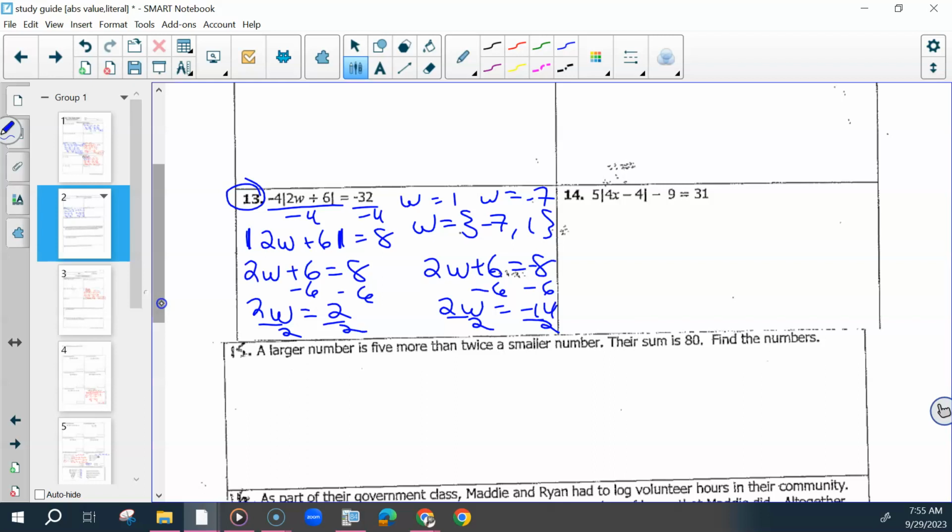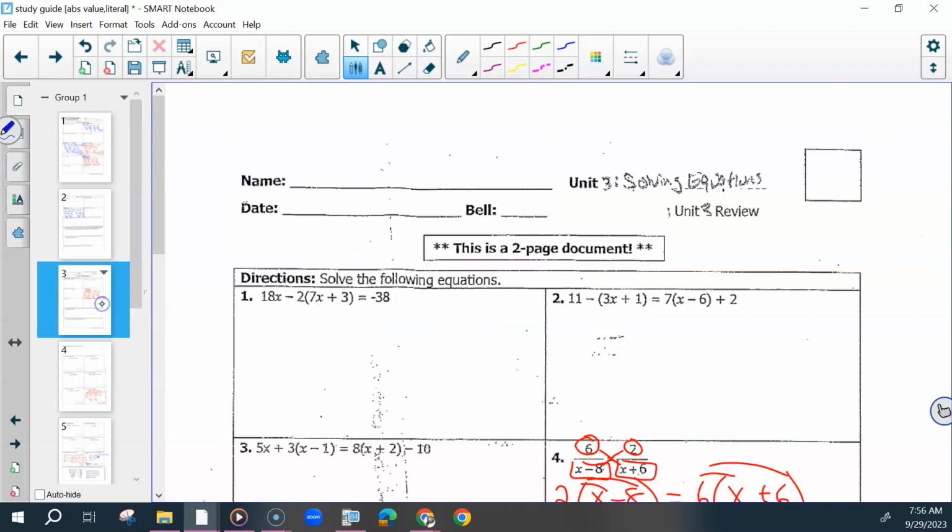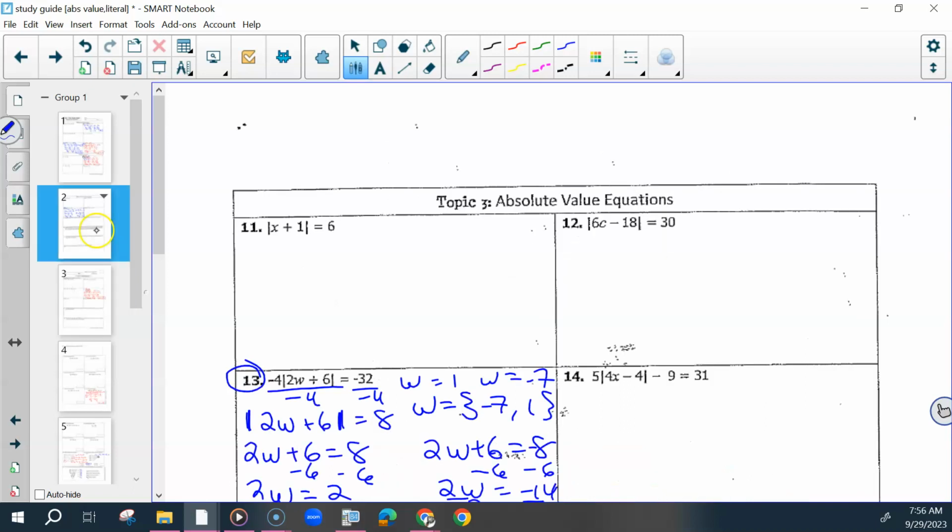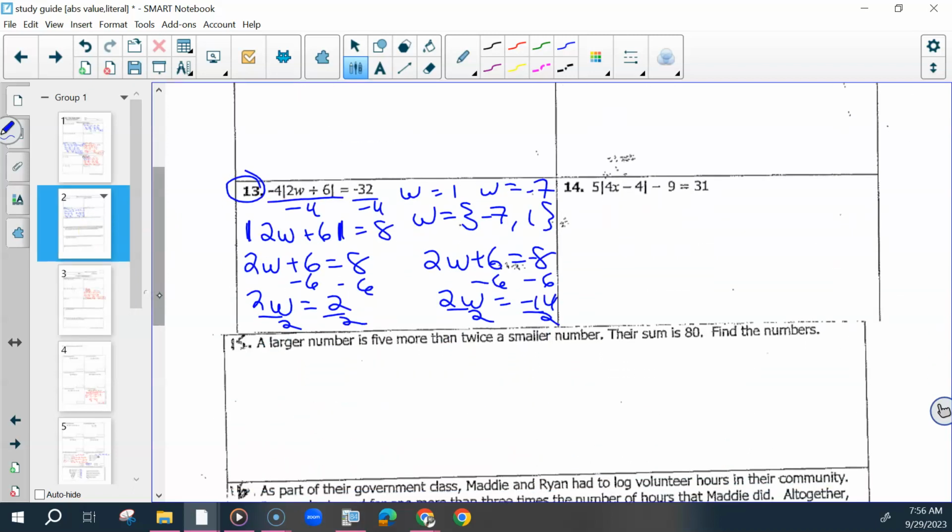Questions on that or any others in that section? On the next page, numbers 5 and 6 are your absolute value. Questions on either of those? Number 6. On number 6, we're still trying to get the absolute value by itself. What would be our first step?